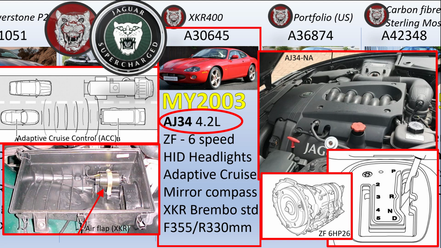Brembo brakes became standard for XKRs, albeit you had to opt for the drilled and slotted discs. You got dynamic stability control. There's a new immobilizer. There's an auto headlight wiper. You can actually get a rear view mirror compass. What is it? Forward alert. Yeah. A few more.